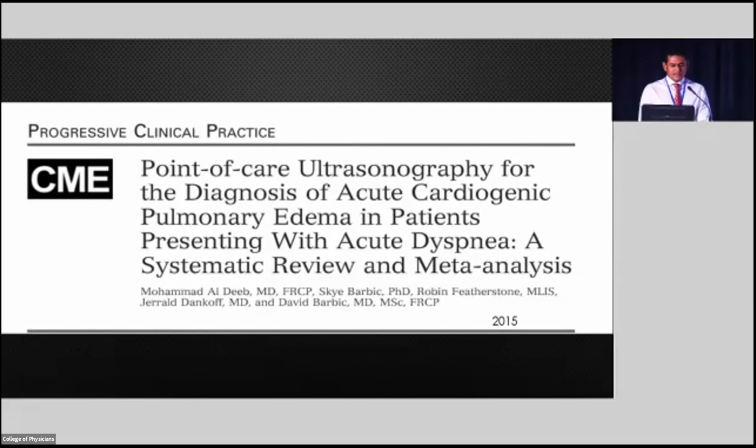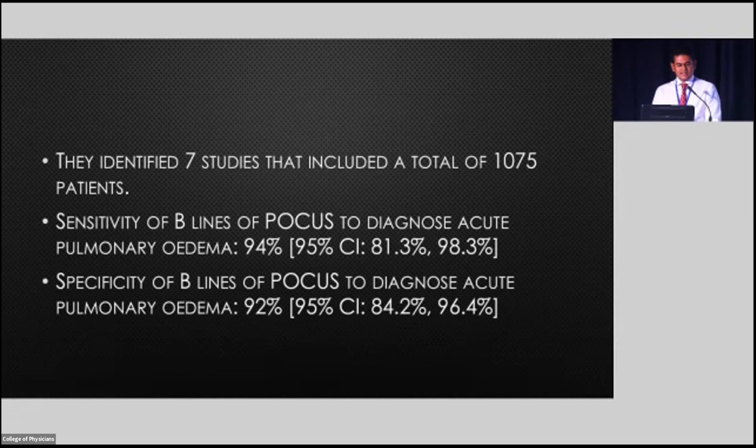So this systematic review and meta-analysis of point-of-care ultrasonography in diagnosis of acute cardiogenic pulmonary edema in patients presenting with acute dyspnea. This is what our patient had. They identified 7 studies that included a total of 1,075 patients. Sensitivity of B lines of a point-of-care ultrasonography to diagnose acute pulmonary edema was quite high. So it was ranging close to 94%. Specificity also quite high. So it's a really good tool if you have this.